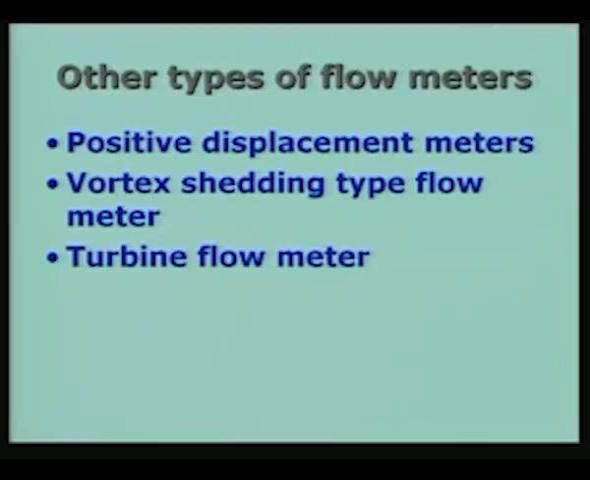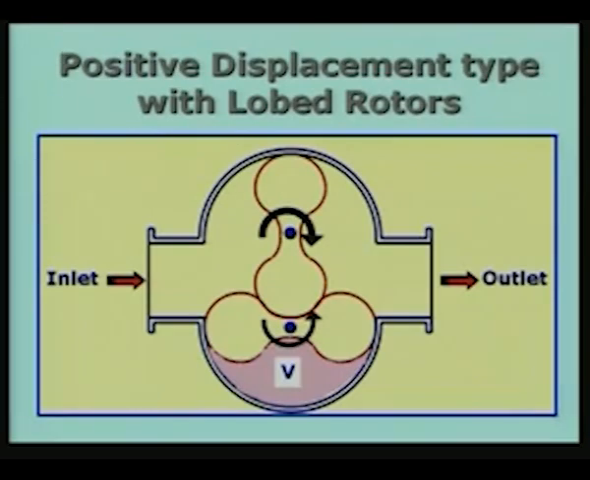The positive displacement meters, then I have got the vortex shedding type flow meter, and lastly the turbine flow meter. The positive displacement meters are characterized by, you have a device which is going to measure or which is going to send a measured flow, measured volume of the material from one side to the other side. So, what do I mean by that?